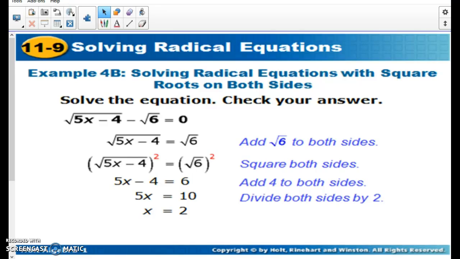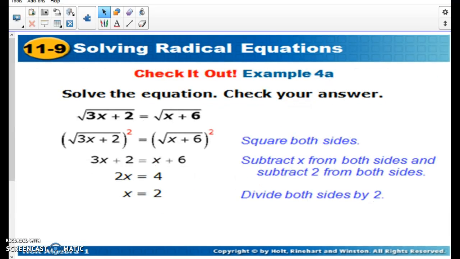Here's one that has both, two square root signs rather. So I have square root of 5x minus 4 minus square root of 6 equals 0. So I'm going to get them on both sides so that when I square them, they're going to end up going away. So that's what you see here in this third step. So I'm just left with 5x minus 4 equals 6. And then add 4 to both sides, so you have 5x equals 10. Divide both sides by 5. And x would equal 2 then.